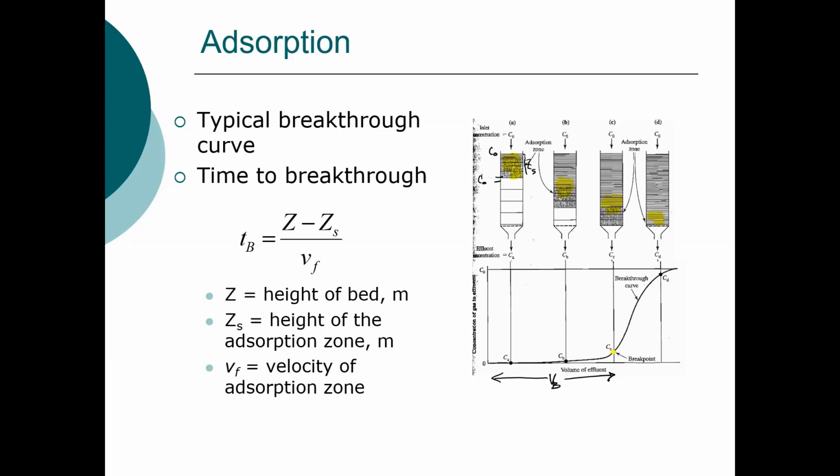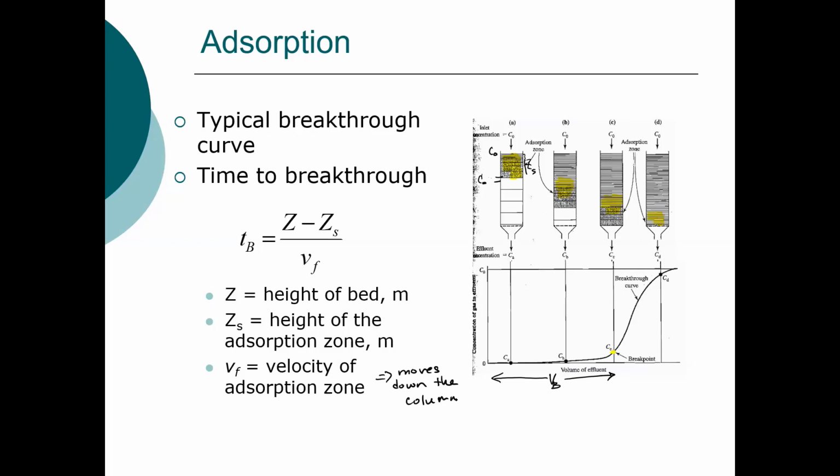We can also define a term V sub F, which is the velocity at which that adsorption zone is moving down the column. And as you can see here, the greater that velocity, the shorter the breakthrough time. Now, do we want a long breakthrough time or a short breakthrough time? Think about your faucet filter. Do you want a long breakthrough time or a short breakthrough time?